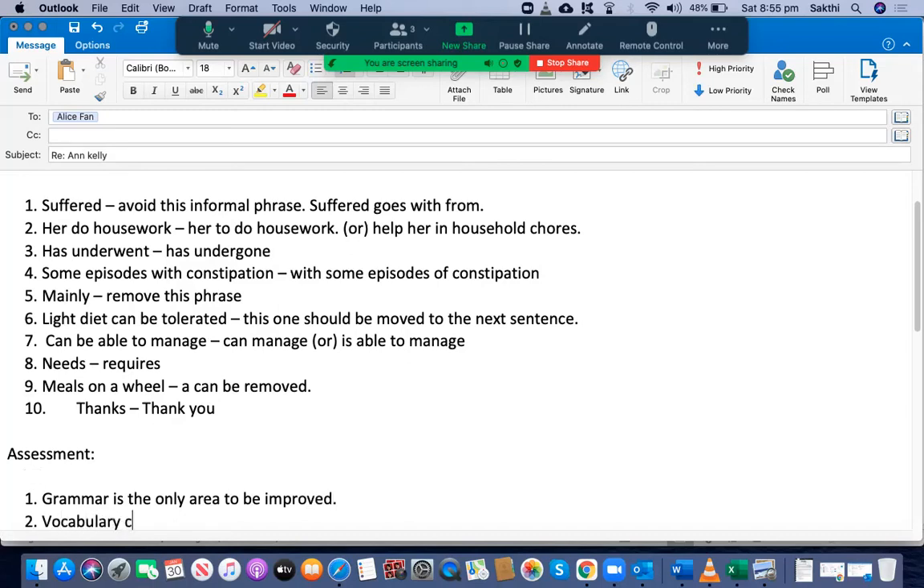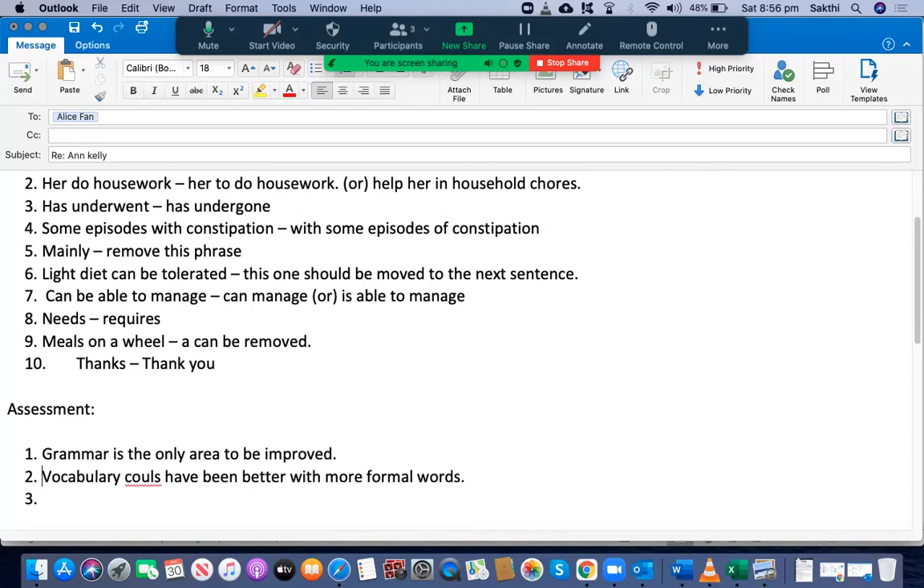Vocabulary could have been better. I don't know why you have used the informal words instead of more formal words. If you use formal phrases, that's good, they help you out a lot. So vocabulary could have been improved. Some words could have been cut. You have added some words, and they could have been cut.